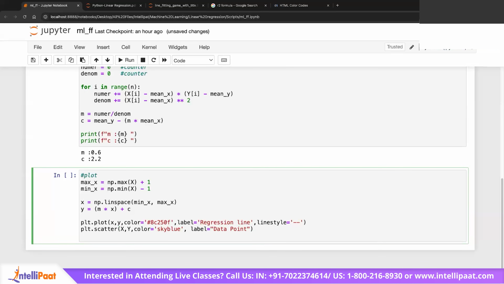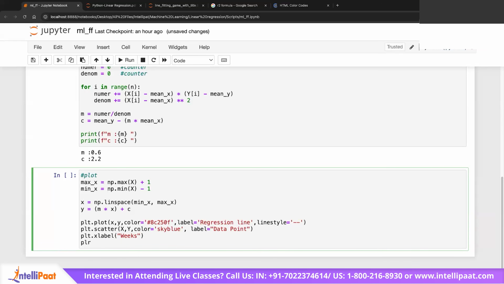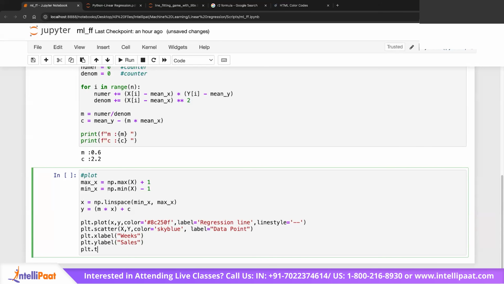Plot dot plot is done. Plot dot scatter is done. I have taken two specific plots. So plot dot xlabel: the number of weeks that have elapsed, so I will say weeks. And plot dot ylabel will be the actual sales of the cars that have been done, so I will say sales. And plot dot title, I'm going to take the title of the plot to be linear regression demo.